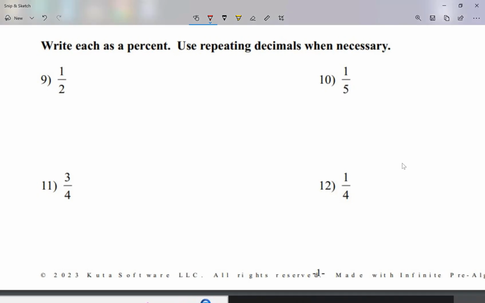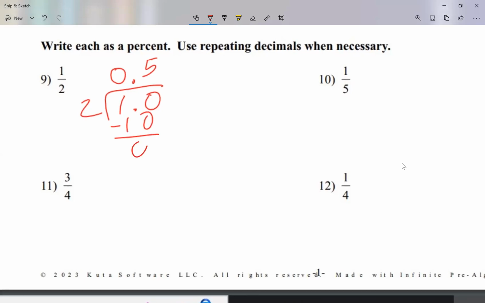So on this one, let me go 1 divided by 2. Let me put my decimal point. 2 cannot go into 1 because 2 is bigger. After the decimal point, I have as many zeros as I need. So now 2 goes into 10 5 times because 5 times 2 is 10. When I subtract this, I get 0 as a remainder, so I stopped. So the first thing I have to do is convert the fraction to a decimal.